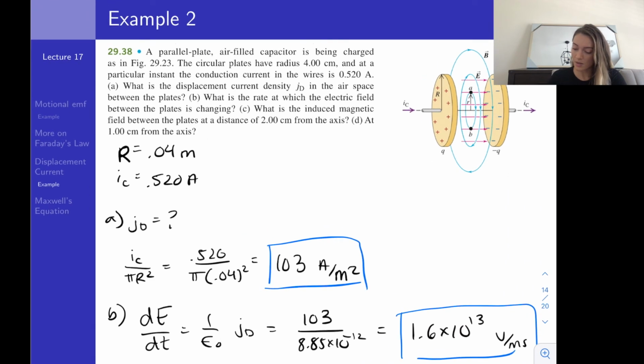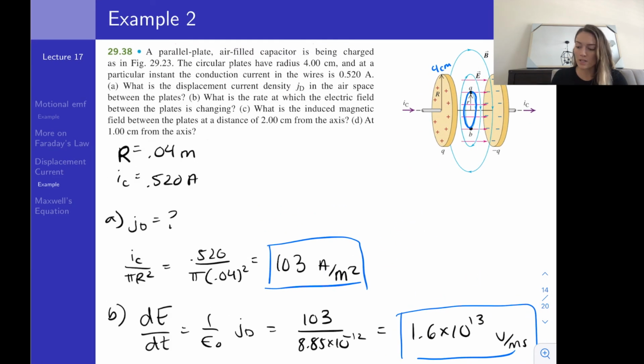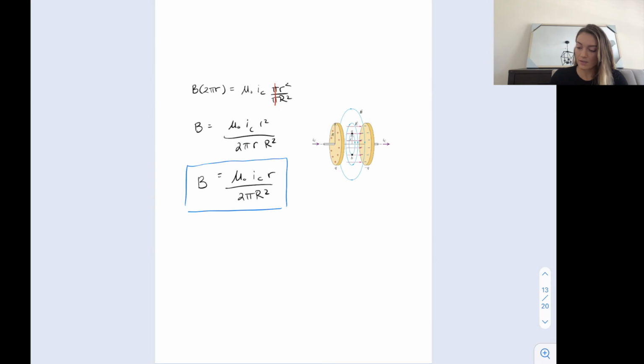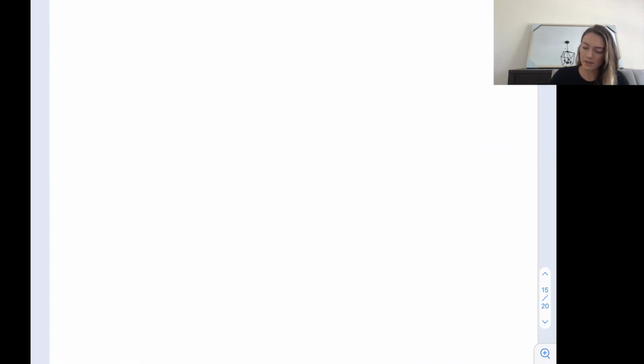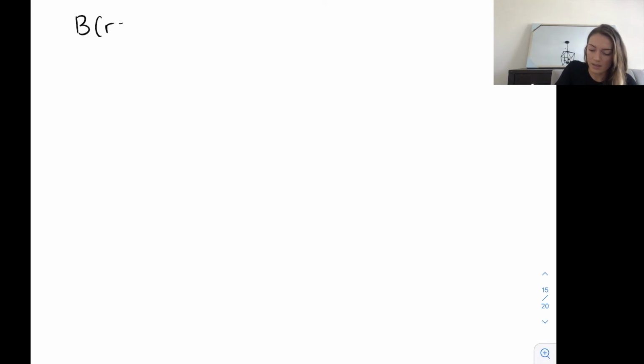We need to find the induced magnetic field between the plates at a distance of 2 centimeters from the axis. Since these plates are 4 centimeters, 2 centimeters would be about here where R was drawn. So we can use the exact same equation that we just derived for the magnetic field formed between these plates. We want to know B when r is 2 centimeters.